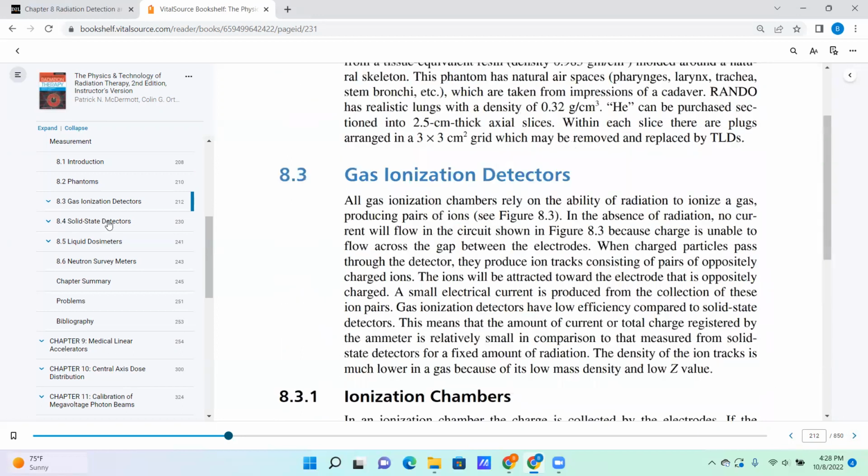Okay, now you'll notice here 8.3 covers gas, 8.4 covers solid, and 8.5 covers liquid. And then 8.6 finishes up with the neutron survey meter. So now we're going to go into the gas detectors.